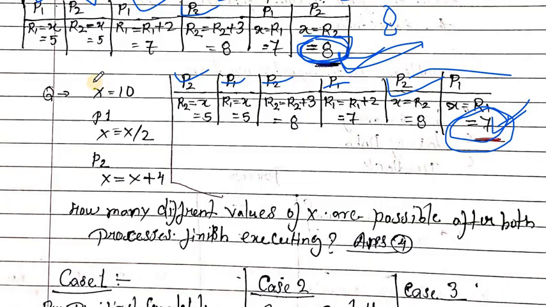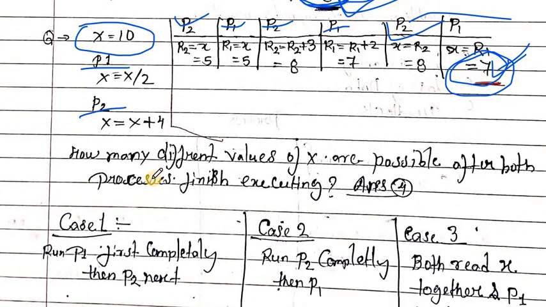here is another example. Here the shared variable called X is equal to 10, then process P1 does X is equal to X divided by 2, and process P2 will do X plus 4, which will add 4 to X. Now these two processes can be executed in different manners. First case, if we give the chance to P1, P1 runs first completely, then P2.